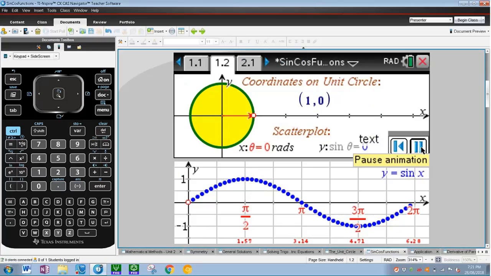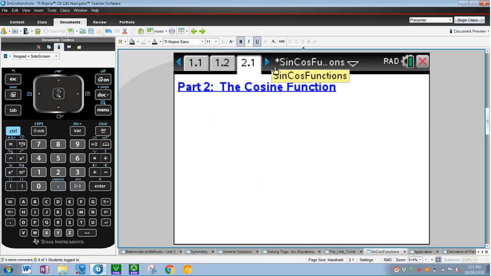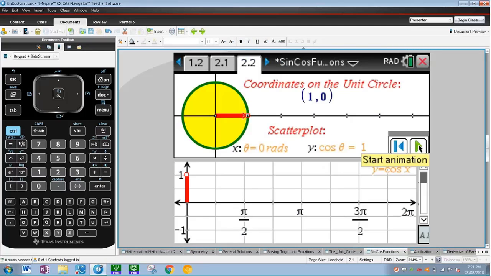I think this is really cool in the sense that if you press that play button, you can literally see the relationship between the height of this point on the unit circle and the height of these blue points on our Cartesian axes. Likewise, if you go to a cos graph, similar deal. You've got the x value of this red line here, which transforms to the height or the y value on the Cartesian plane here.